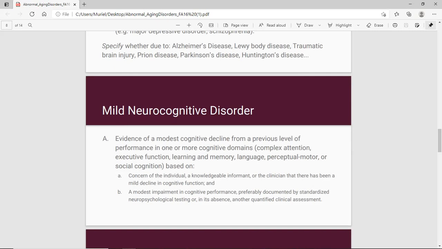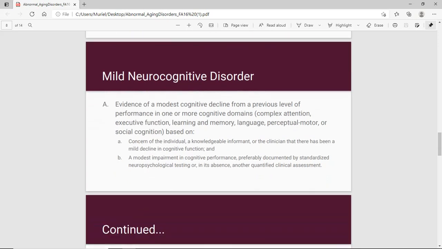And then you have a mild neurocognitive disorder. A, evidence of a modest cognitive decline from a previous level of performance in one or more cognitive domains. So the same ones we mentioned earlier: complex attention, executive function, learning and memory, language, perceptual-motor, or social cognition, based on concerns of the individual, a knowledgeable informant, or the clinician that there has been a mild decline in cognitive function, and a modest impairment in cognitive performance, preferably documented by standardized neuropsychological testing, or in its absence, another qualified clinical assessment.